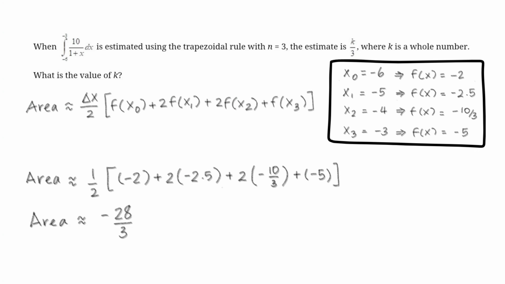So our area is approximately -28 over 3. The problem states the estimate is in the form k over 3. We just found the estimate is -28 over 3. That means k is equal to -28. And that's it. Key takeaway. Always remember to double those middle terms in the trapezoidal rule.